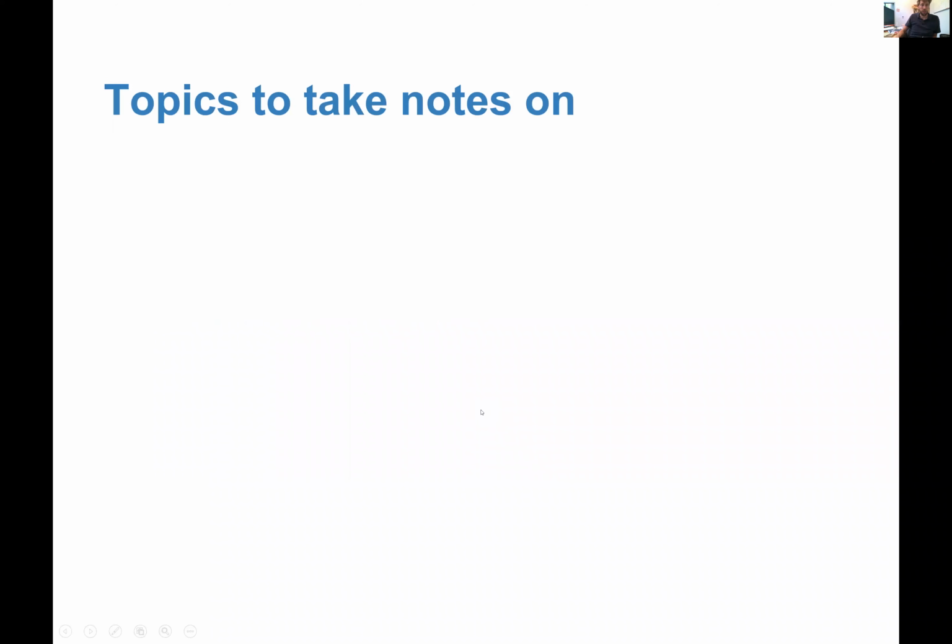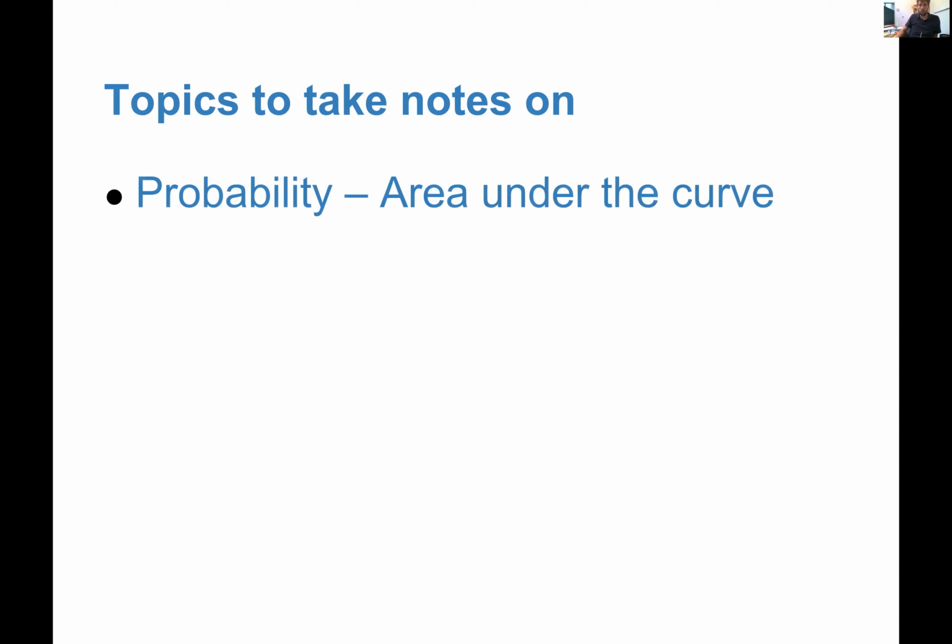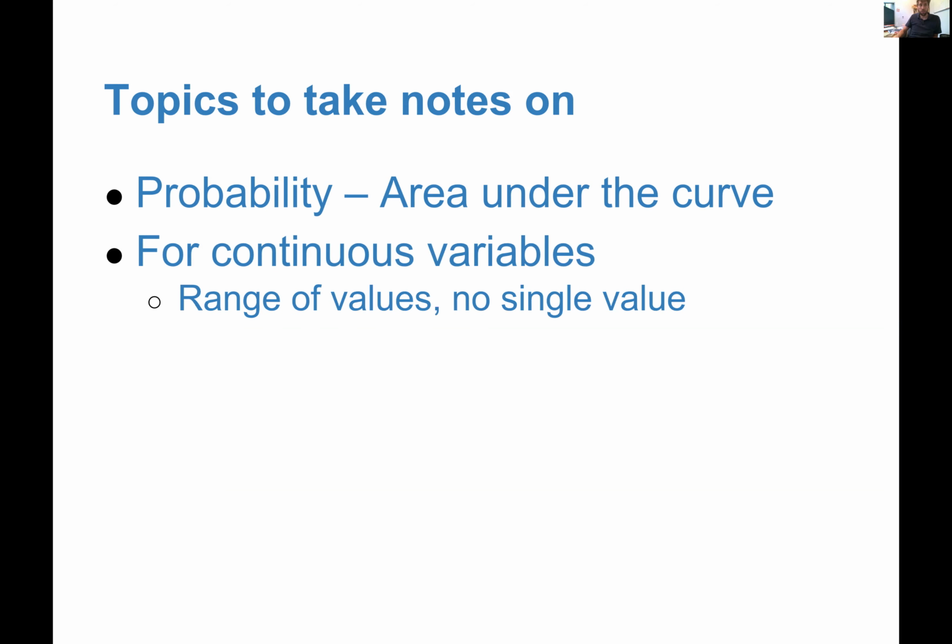Okay, we are skipping section 3.4 of the book and going on to section 3.5 of the book, which is continuous distributions. So topics to take notes on are probability, which is going to be the area under the curve. For continuous variables, we're talking about the range of values and no single value. And that's it. That's what you need to take notes on for this section. So this is another really quick section.